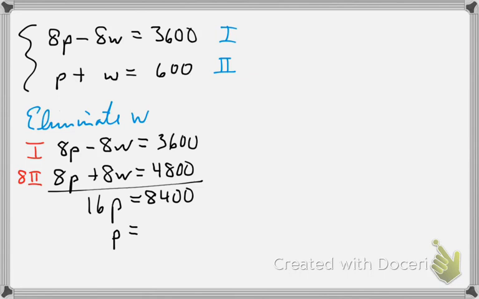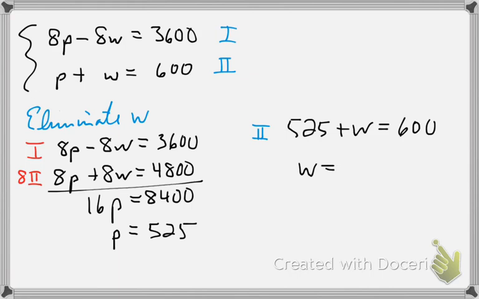Divide by 16, and what do you get? 525. 525 is good. We can back substitute to find W. And in this case, I think you want to use the second one. That means 525 plus W equals 600, which means W is 75.